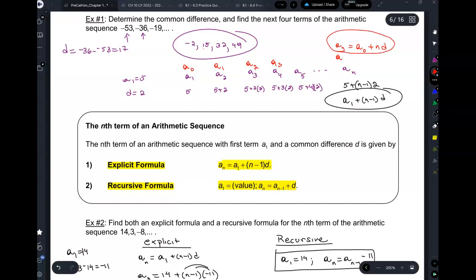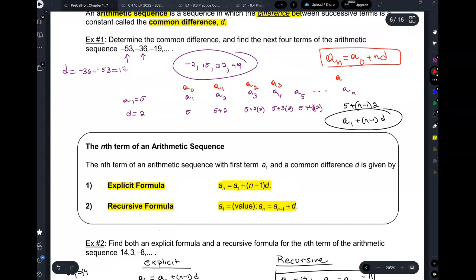So this is the formula for A sub N now, if I start it from 0. A sub N is equal to A0 plus N times D. Then what would A sub 1 be? A sub 1 would be A sub 0, which is the first number, plus 1 times D. And in this case, the D is 2. The D is always 2.